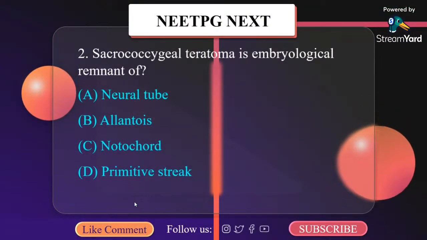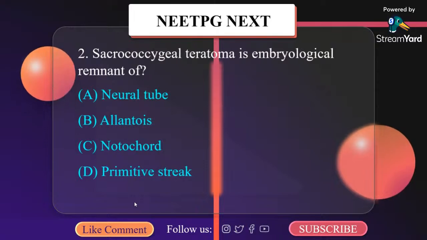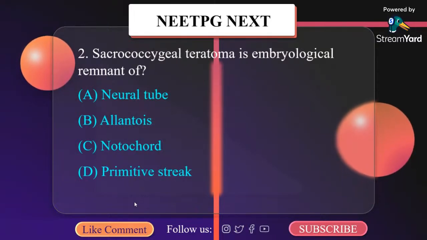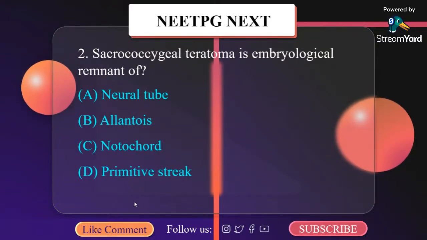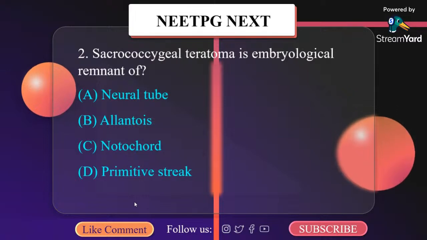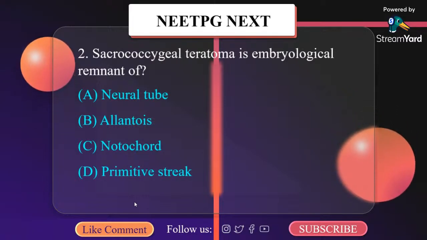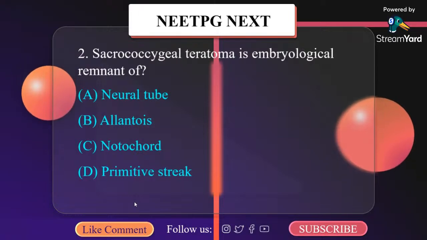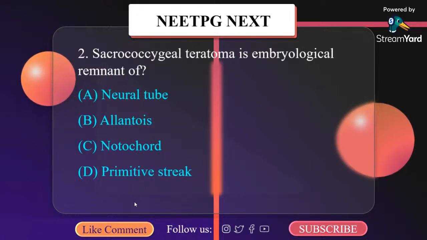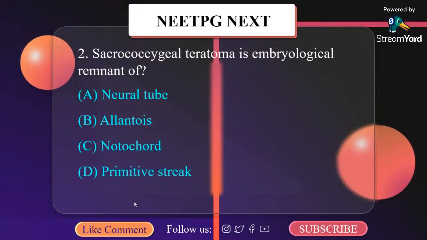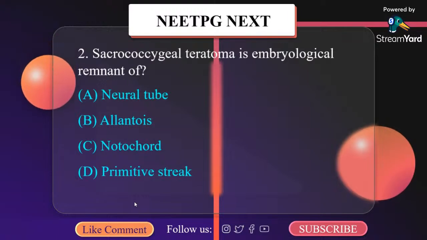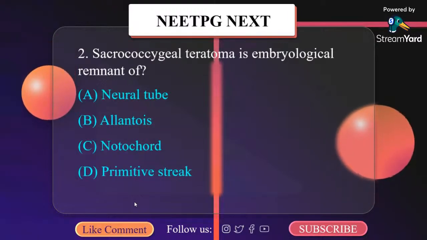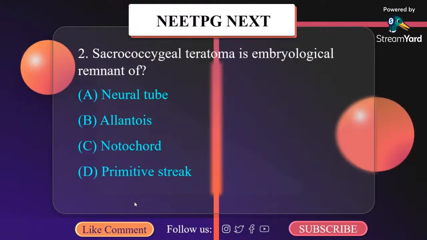Sacrococcygeal teratoma is embryological remnant of. Well, this question is very important. Sacrococcygeal teratoma is embryological remnant of: A. Neural tube, B. Allantois, C. Notochord, D. Primitive streak.